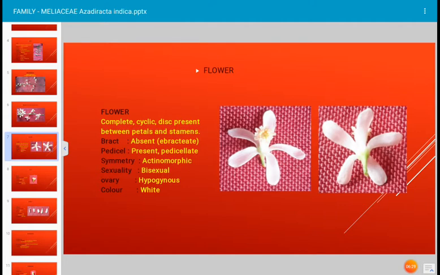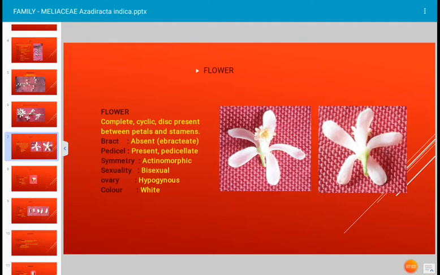Okay. The flower is symmetrical. Symmetrical flower. If you divide the flower in a vertical plane, 2 equal parts can be formed. Such a flower, if you divide from any plane vertically, 2 equal parts are formed. Such flower is described as actinomorphic flower or symmetrical flower. And the flower is hermaphrodite because the androecium as well as gynoecium both are present in the flower.